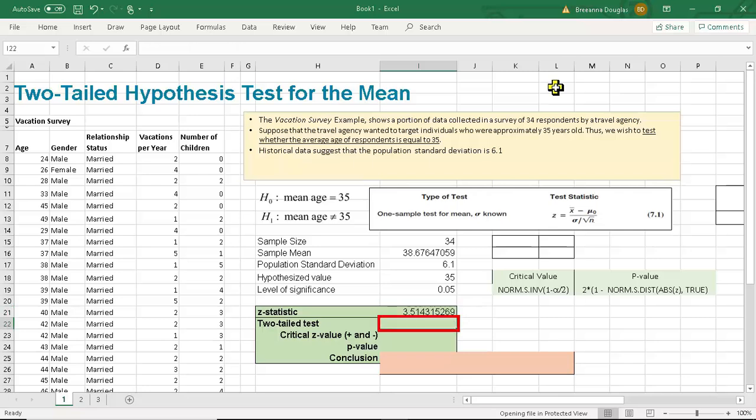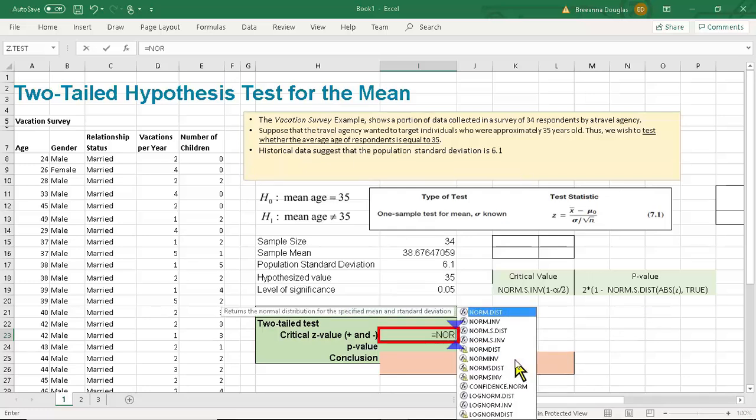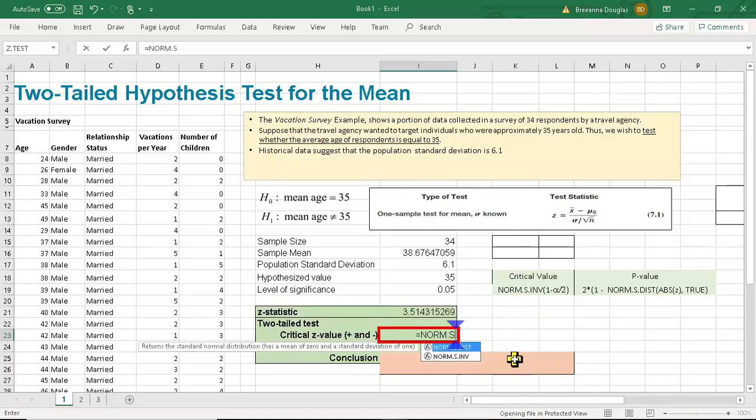We will now move on and determine our critical values. For the critical value, we will enter norm.s.inv and we'll enter 1 minus the significance level divided by 2. After determining our critical value of 1.96, we will move on and determine our p-value.